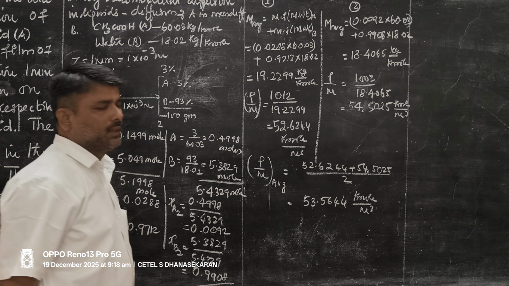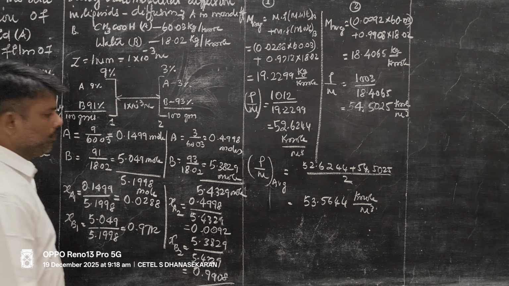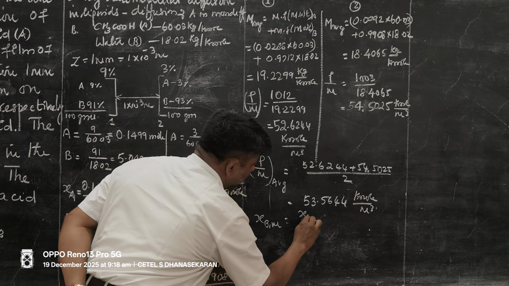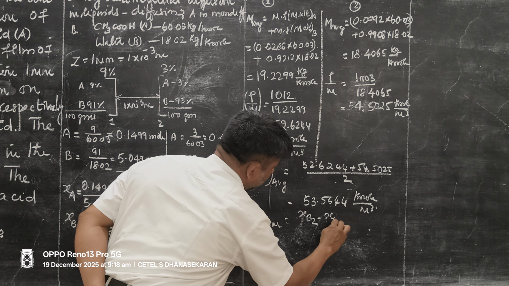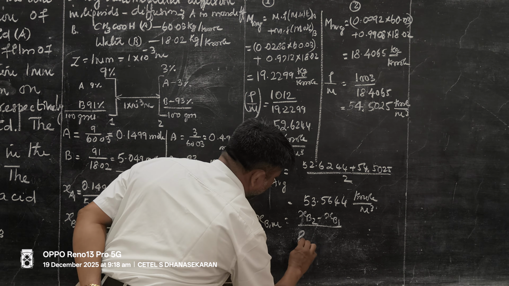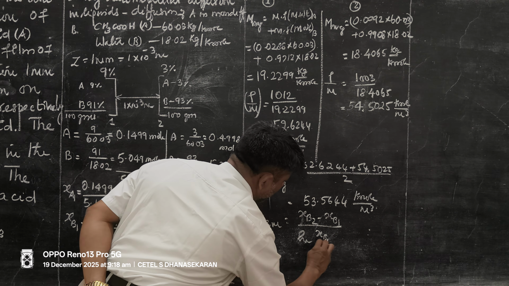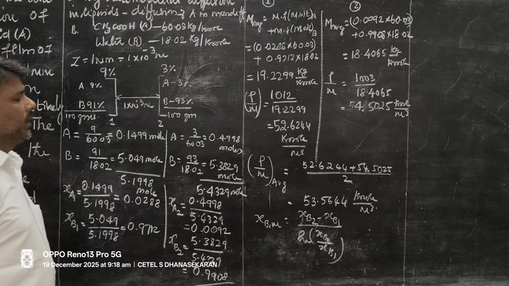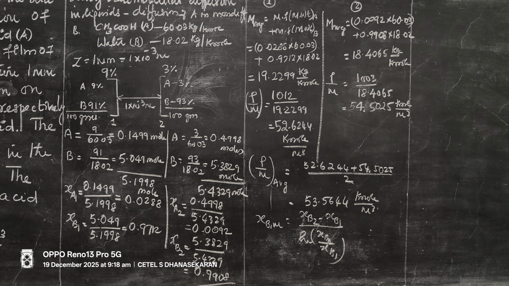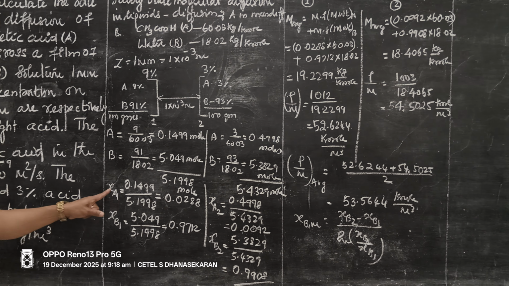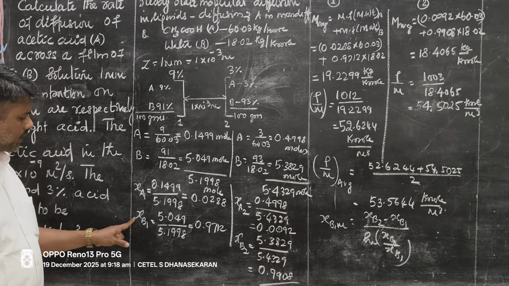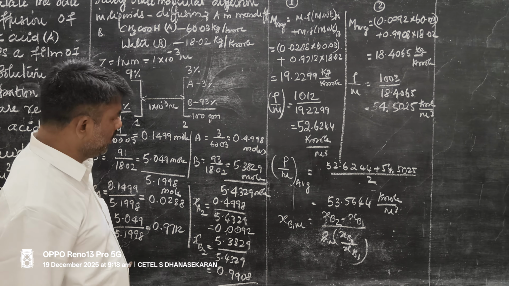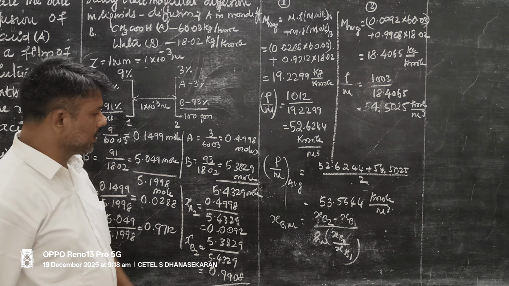Now we established that. What next? XB mean value. That means XB2 minus XB1 divided by ln of XB2 divided by XB1. Clear? Right. What about XB2? Mole fraction of A in 1, mole fraction of B in 1. Similarly, XA2, XB2, all are variables. I am going to substitute directly in this equation.